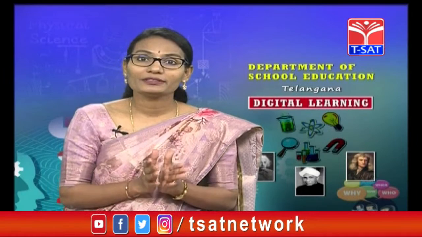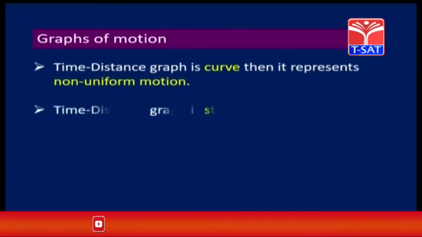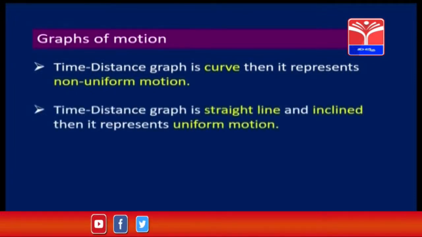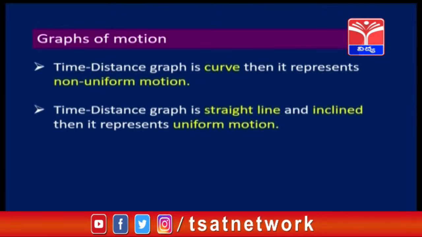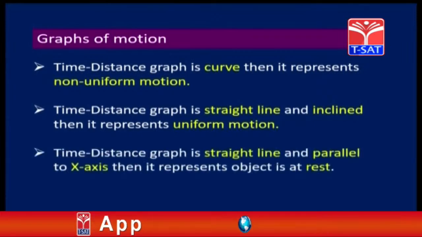This is very important, children. Whenever the speed is constant, you will get a straight line. Whenever the speed is changing, then you will get a curve. If the distance-time graph is a curve, then it represents non-uniform motion. If the distance-time graph is a straight line and inclined, then it represents uniform motion. If the distance-time graph is a straight line and parallel to the x-axis, then it represents the object is at rest.